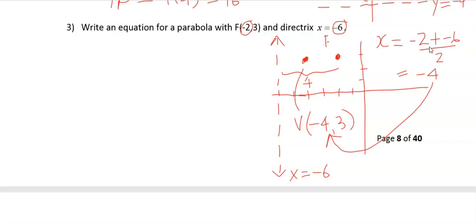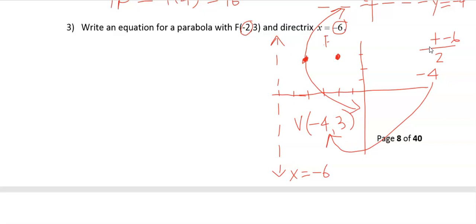Now let me clear up some of this clutter that I've got there. Because of the location of my directrix, my focus and my vertex, I can clearly see that this parabola is going to open to the right this time. It has to. There's no other choice. And if it opens to the right, then that means the y term is going to be squared.